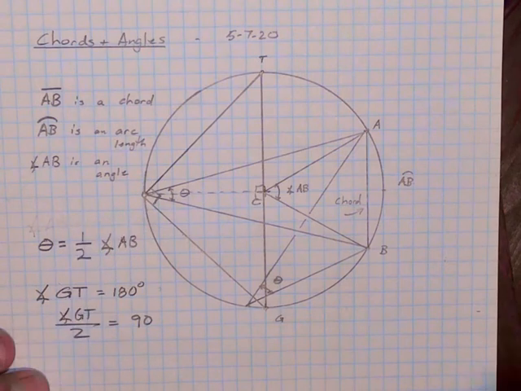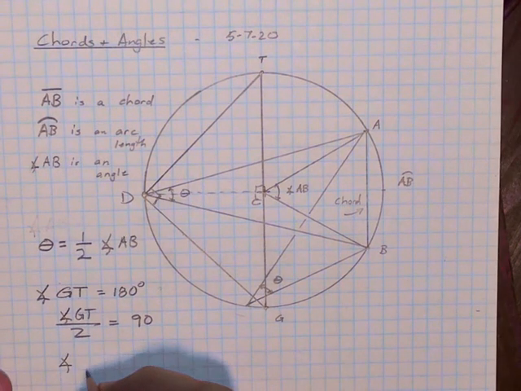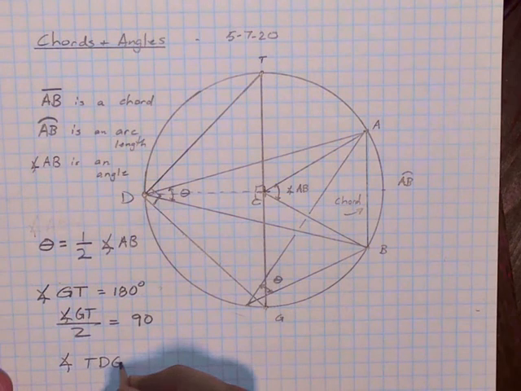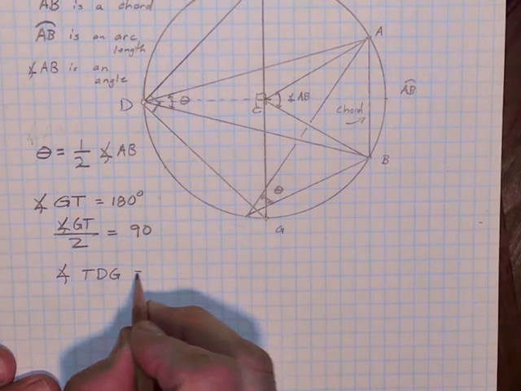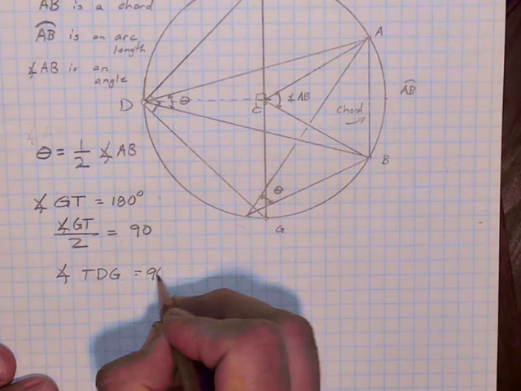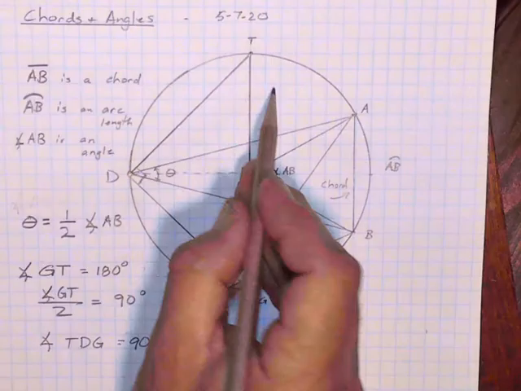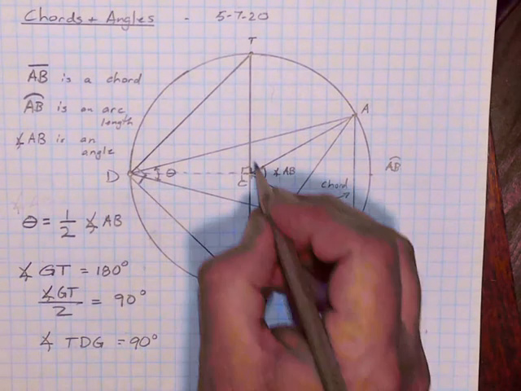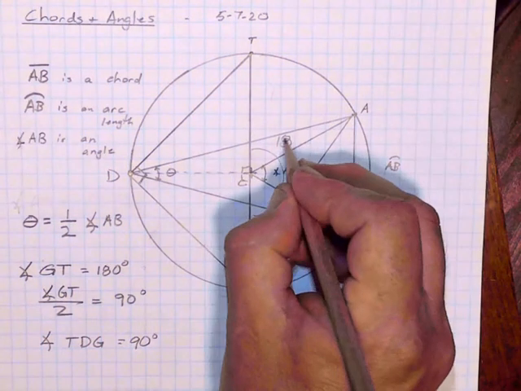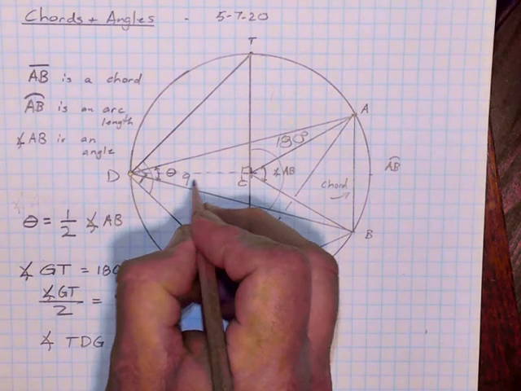So let's give this point a name, we'll call this point D right here. So this angle right here, which we're going to call TDG, is going to be equal to 90 degrees. Whatever arc I have, even if it's 180, this angle right here then becomes 90 degrees.